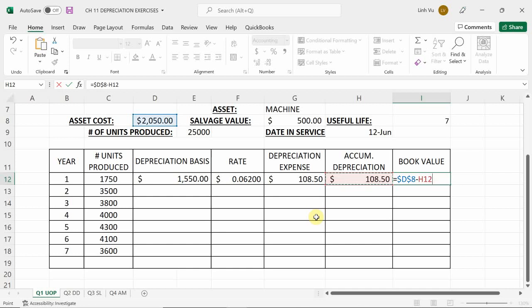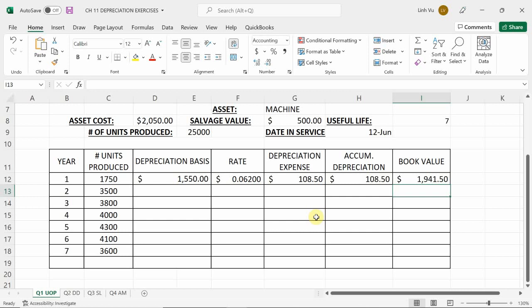Okay, 0500. Okay, minus 108.50. I got 1941.5. Correct? Mm-hmm. Now we have all of them same, correct?